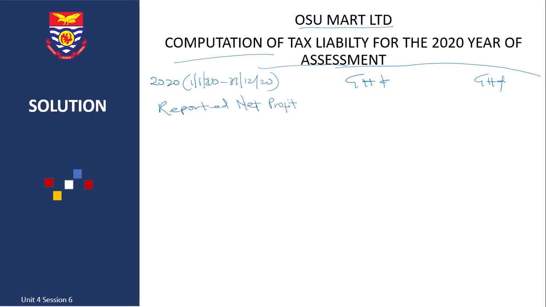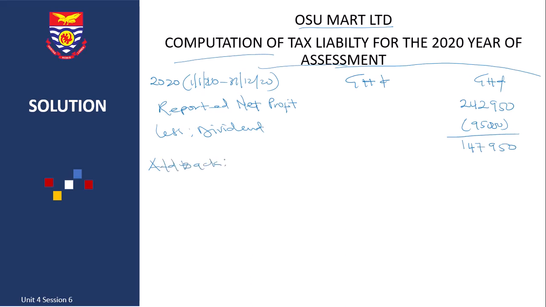We had reported net profits to be 242,950. We are going to less dividend. In Ghana, dividend suffers a final withholding tax of 8%. So once you pay that 8% on dividend, it's not supposed to be taxed again. So you do not include it in your incomes to be taxed again. So we have to deduct the dividend. And when we deduct, it's giving us 147,950.